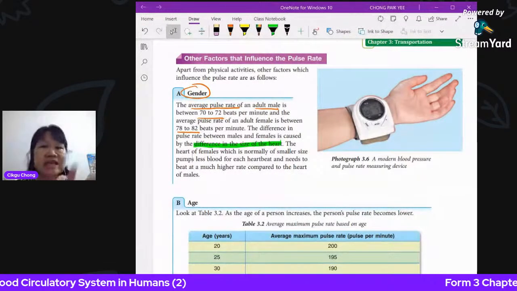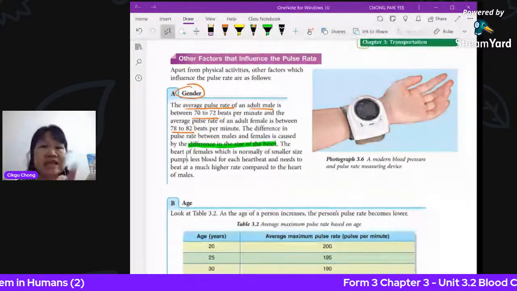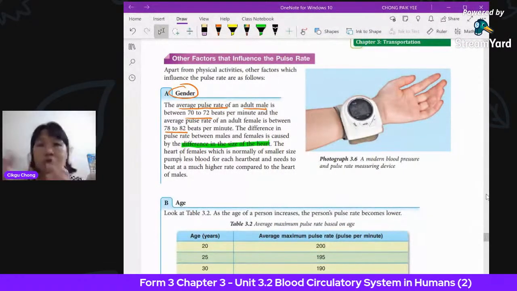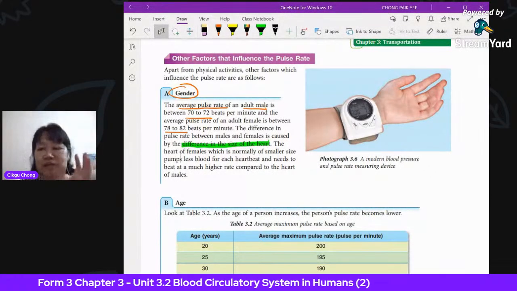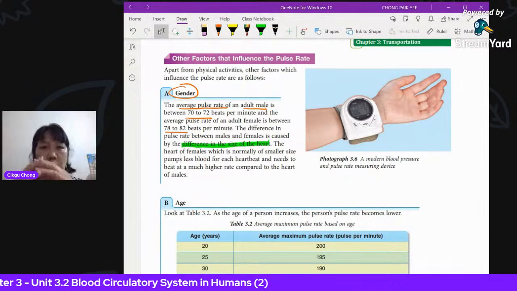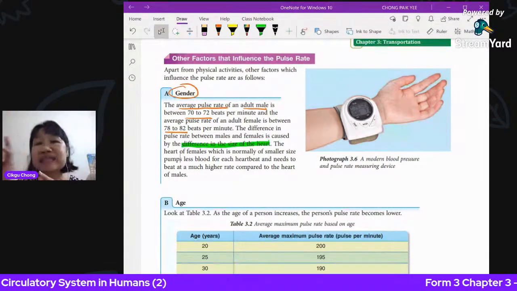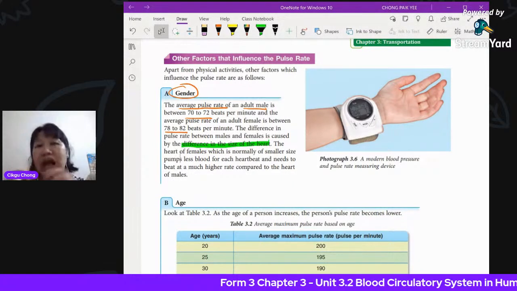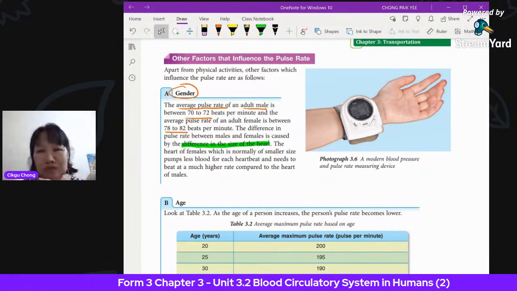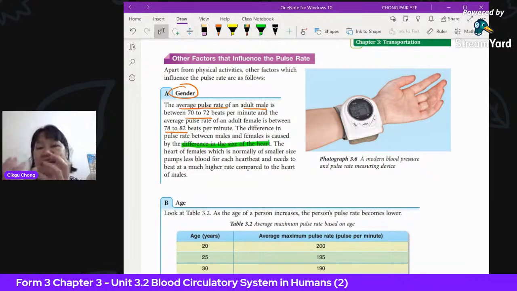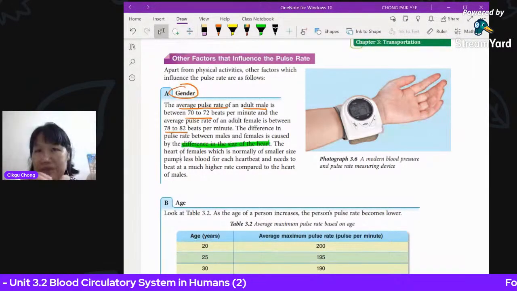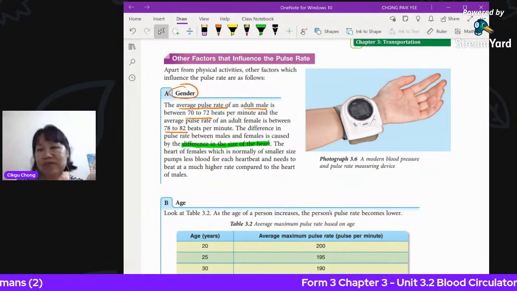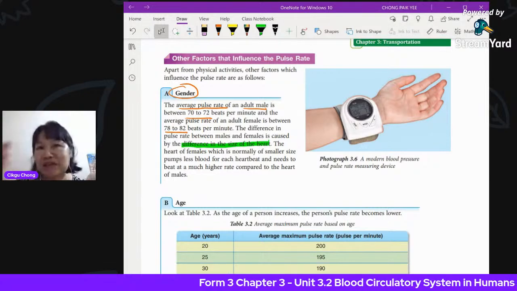If a male has a slightly bigger heart, that means when it pushes the blood out, it will push more. Correct or not? If the woman's heart is smaller, one time it pushes, it will push less blood. So when you push less blood, you must push many more times to achieve the same amount. If the heart is smaller, let's say for example, very simple, I want to carry water, I have a hose to carry the water.